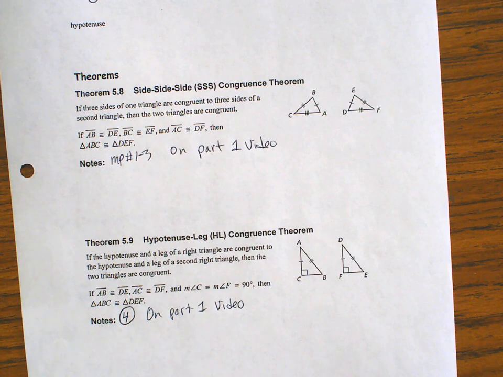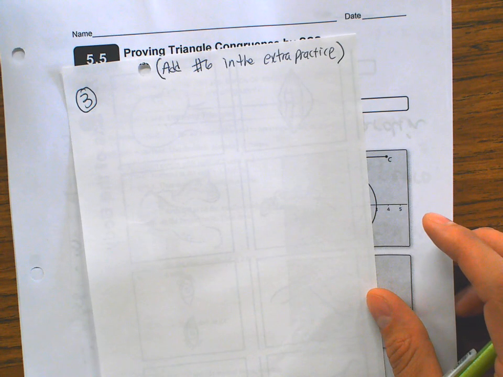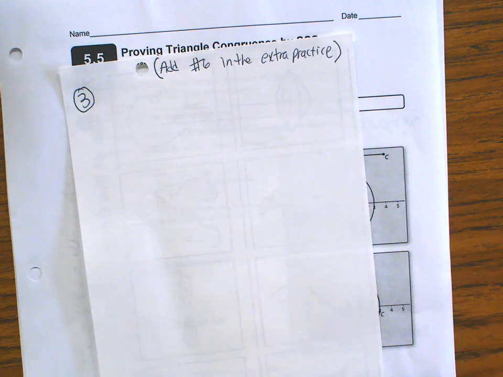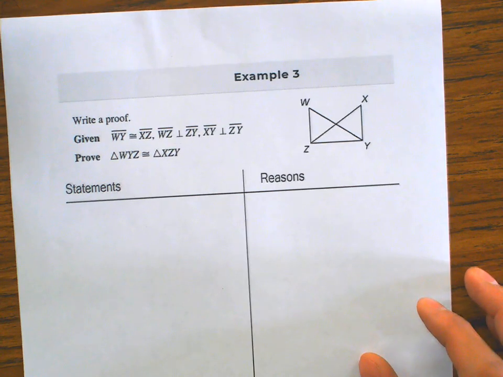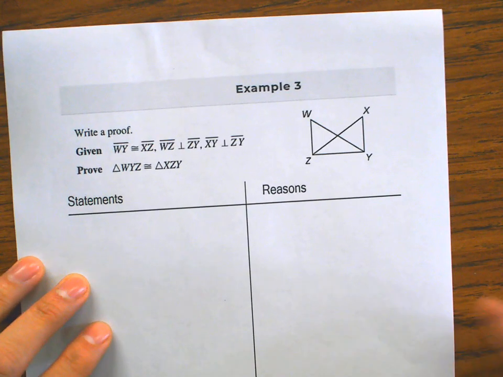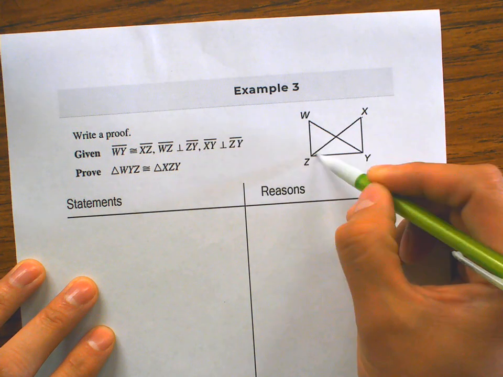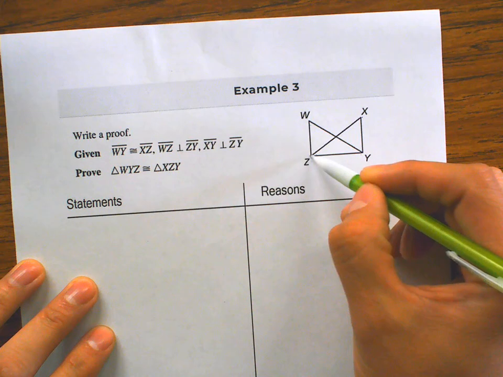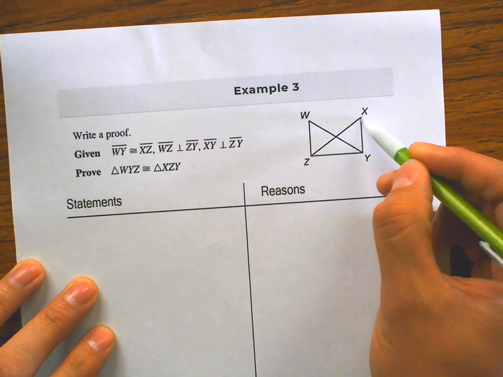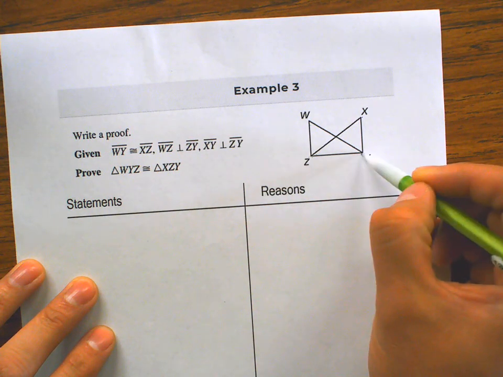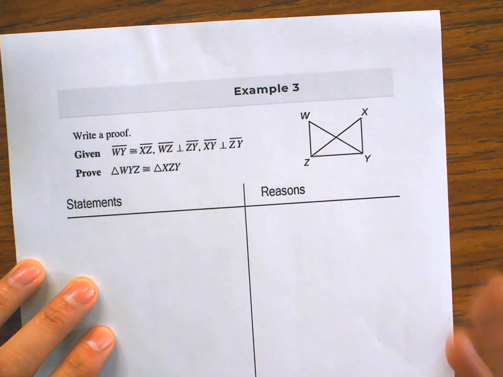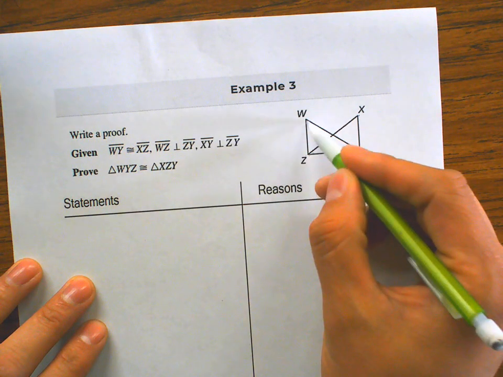Like we said, on page 143, you're going to glue this page right there, and you're going to do example number 3 there. So let's take a look at that example. Example 3 is actually a proof. Okay, so here's what we have. They tell me that WY is congruent to XZ, and that WZ is perpendicular to ZY, and that XY is perpendicular to ZY. The way that the diagram looks, it's really difficult to see what I have in my given. So what I'm going to do is split this up.